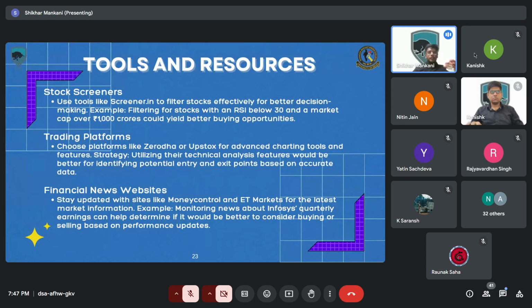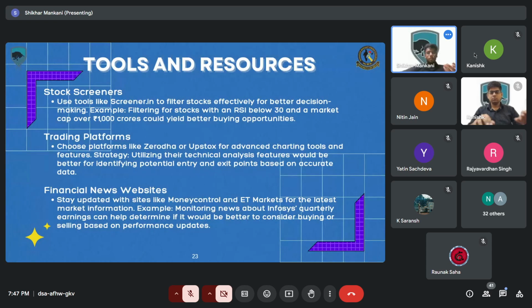So, utilizing their technical analysis features would be a viable option for you, as these are readily available with the brokers. Stock screeners are a good example of a tool you can use to filter out stocks. As I have told you, there are many stocks in the NSE and BSE, more than 4,500 combined in both of the exchanges. How do you filter them out?